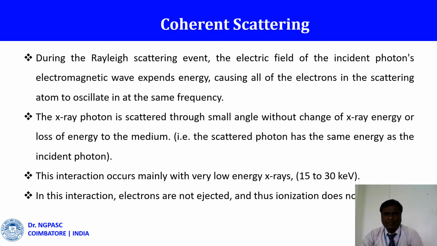During the Rayleigh scattering event, the electric field of the incident photon's electromagnetic wave expends energy, causing all of the electrons in the scattering atom to oscillate at the same frequency. The X-ray photon is scattered through a small angle without change of X-ray energy or loss of energy to the medium. The scattered photon has the same energy as the incident photon. This interaction mainly occurs with very low energy X-rays, 15 to 30 keV. In these interactions, electrons are not ejected and thus ionization does not occur.